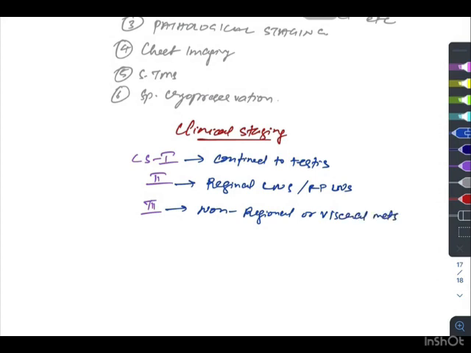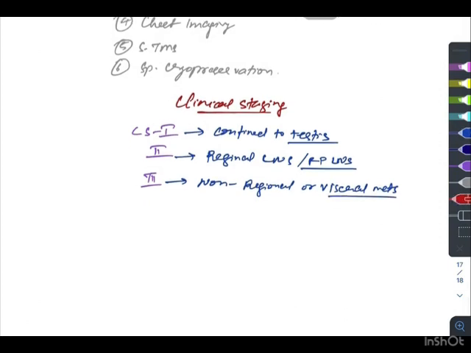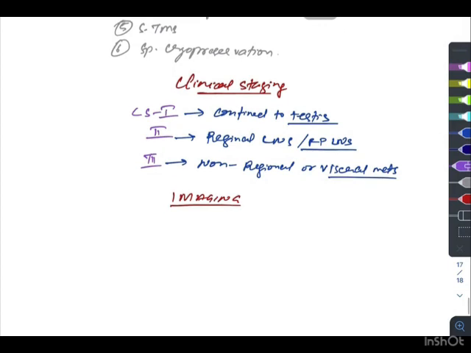So stage 1 is confined to the testis. Stage 2 is metastasis to the retroperitoneal lymph nodes. Stage 3 is visceral metastasis. Coming to the imaging for staging, the imaging which is most commonly used for staging is contrast enhanced CT scan, CECT.